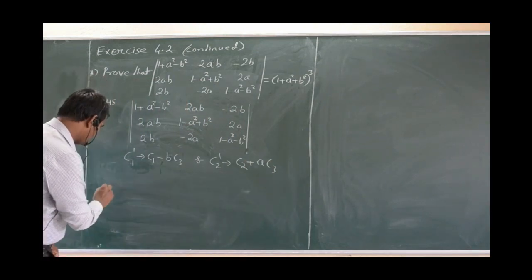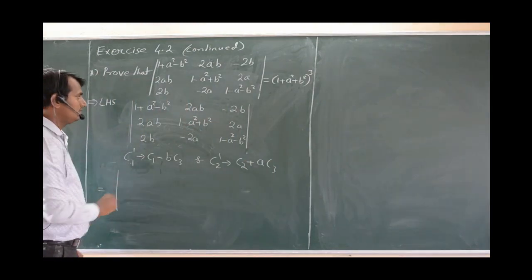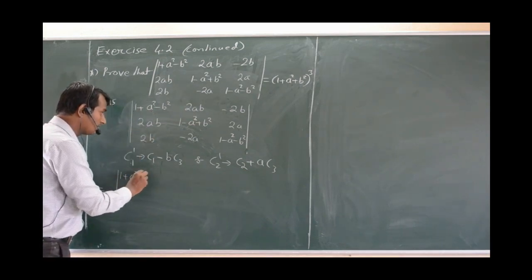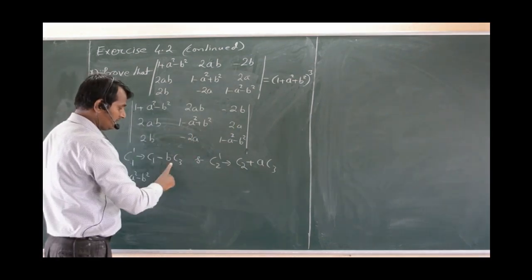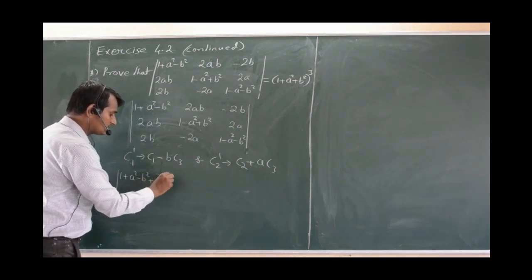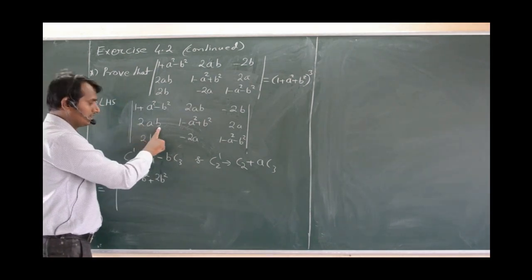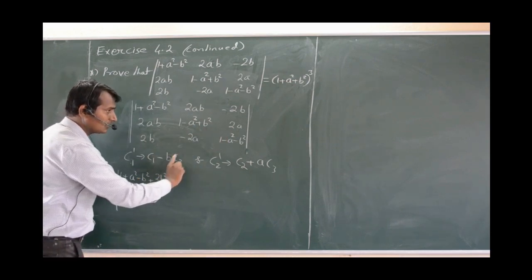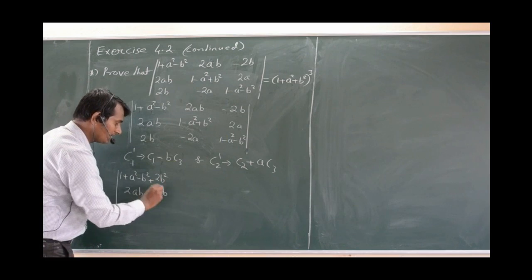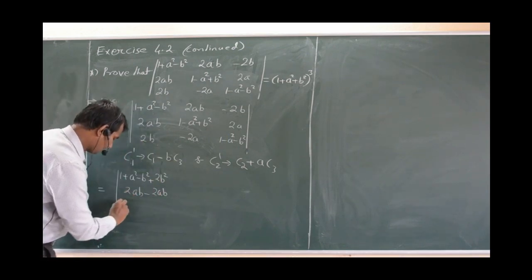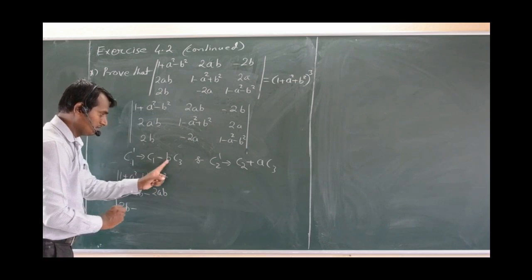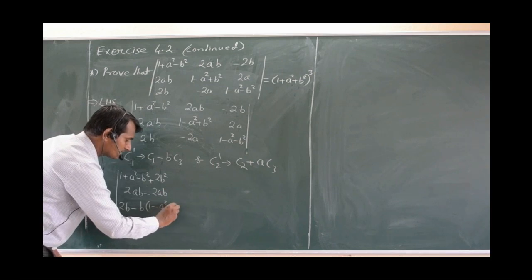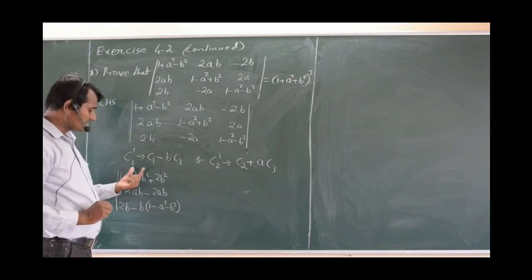What we get here is 1 plus a square minus b square; multiplying by b gives minus into minus plus 2b square. Then 2ab, minus b times 2ab, and at last 2b minus b into C3. What I get here is 1 minus a square minus b square. These are the operations along the first column.